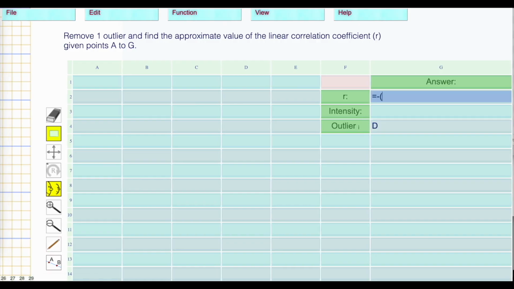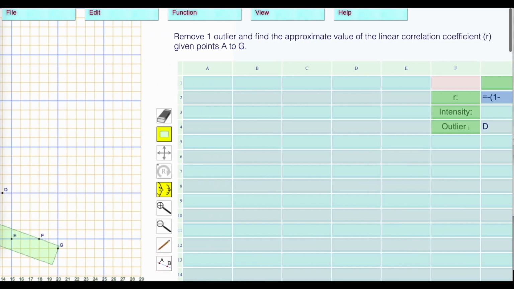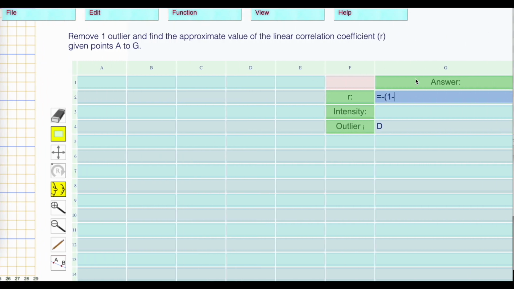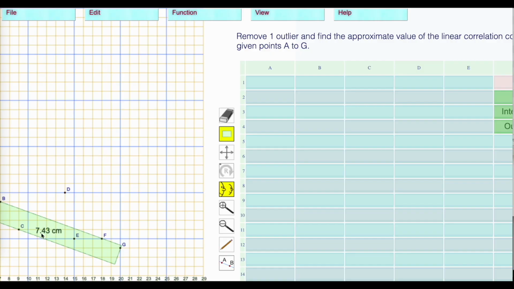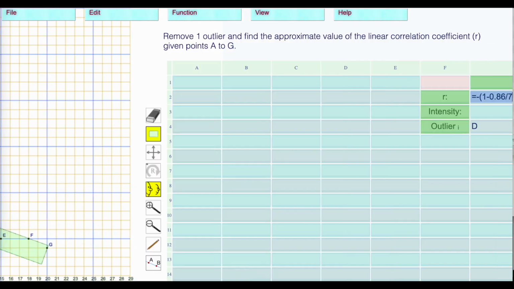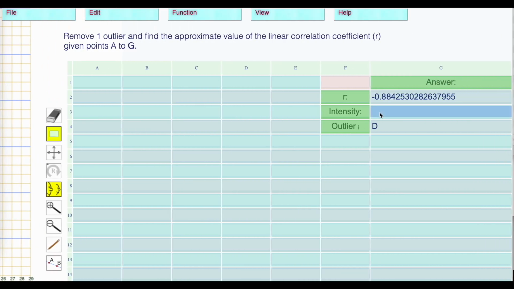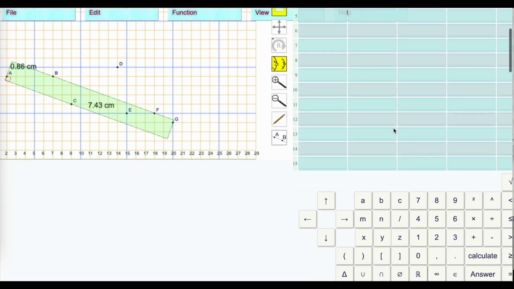It's negative in front of 1 minus the small dimension, or the width, which is 0.86. 0.86 divided by the large dimension, or the length, 7.43. That gives us 0.88, which is strong. And our outlier is D. And then we press answer to see if we're right.